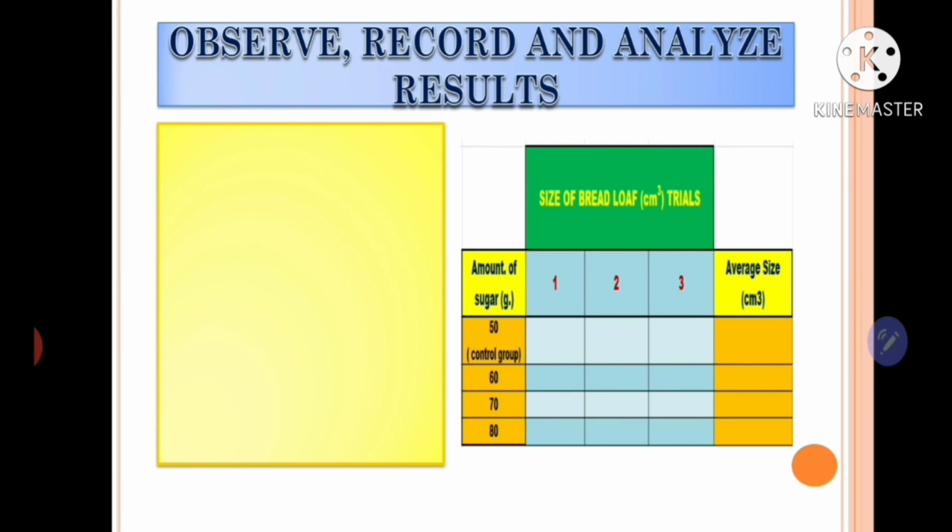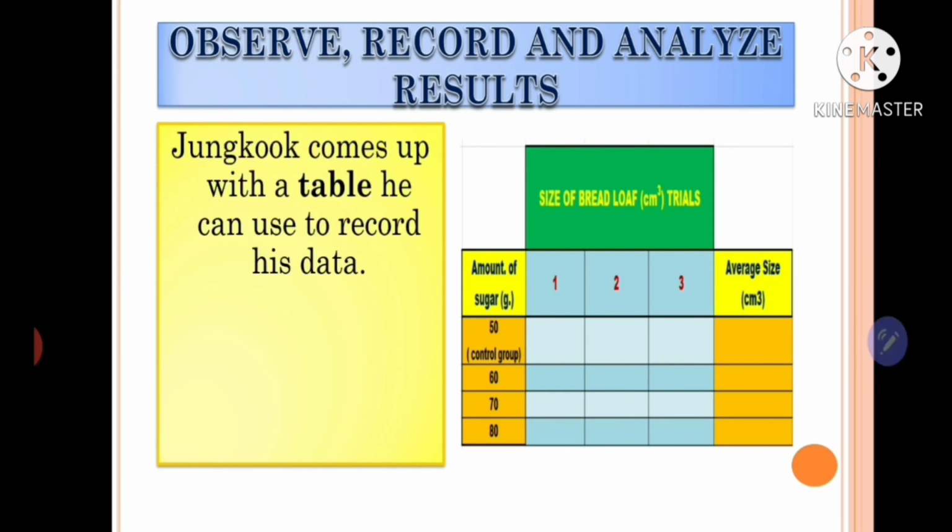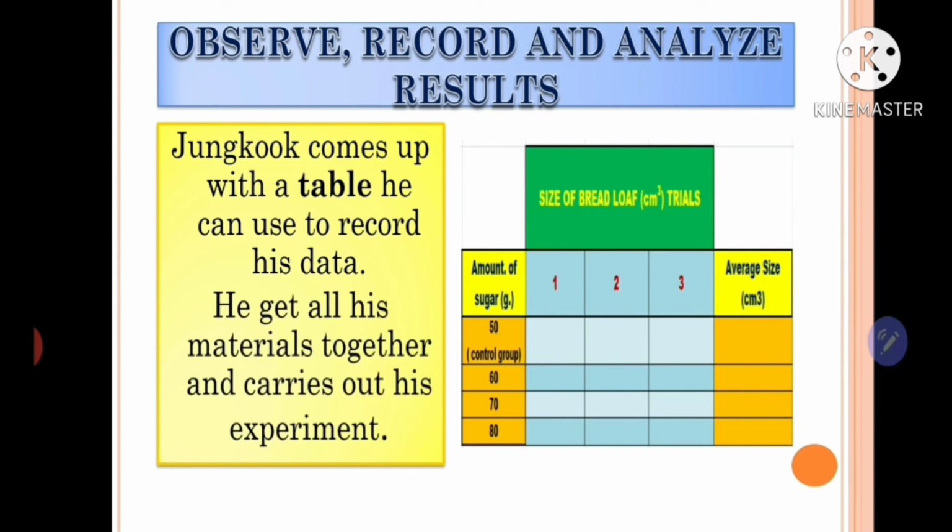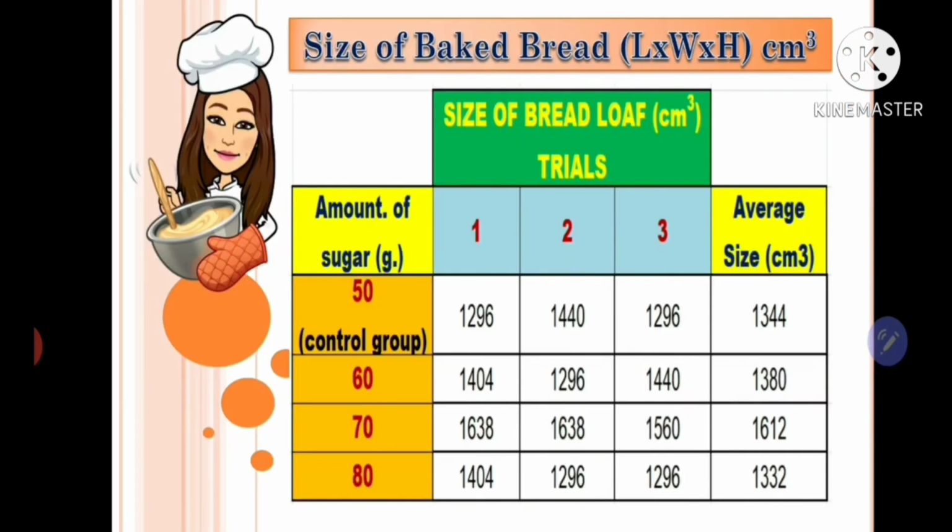In the case of Jungkook, let's go back to Jungkook's example. Jungkook came up with this table wherein he created a table where he can easily analyze his data and results. This is now the result gathered by Jungkook. Jungkook again used an experiment, right? He used the control and experimental group. You still remember that in control, Jungkook uses 50 grams of sugar for his experimental research. So he used 60, 70, and 80 grams of sugar.